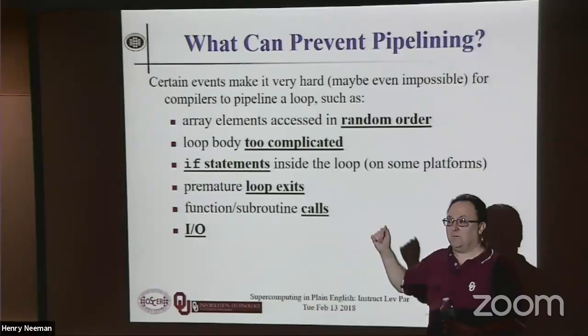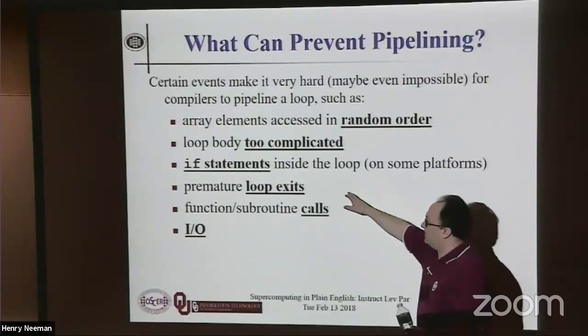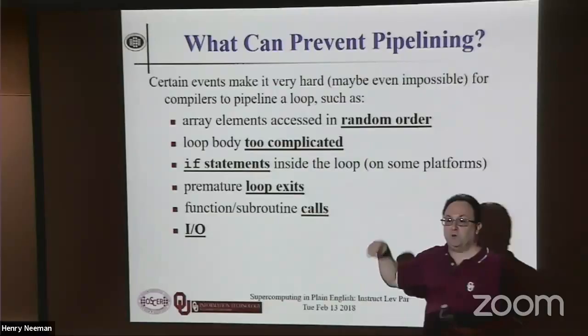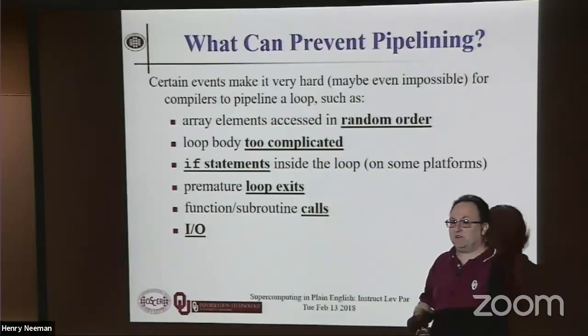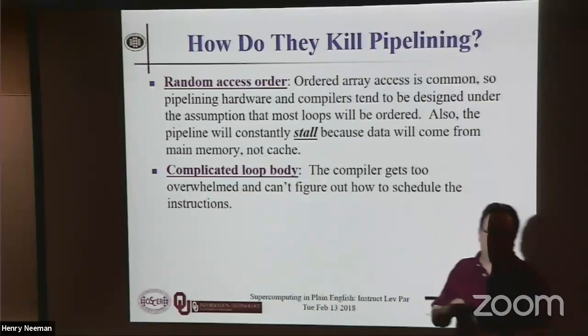If you have something inside the loop that says, under certain circumstances, I will stop doing this loop, that's going to make pipelining very difficult, if not impossible to do. Because pipelining only works if you can predict what's going to happen. If there are calls to functions or subroutines, if you're going to have some kind of branch to somewhere else in the code, you're going to have a problem. And of course, IO, which is essentially a subroutine call, is going to kill it. So I've already said all of this, I think. So random order, and so on.